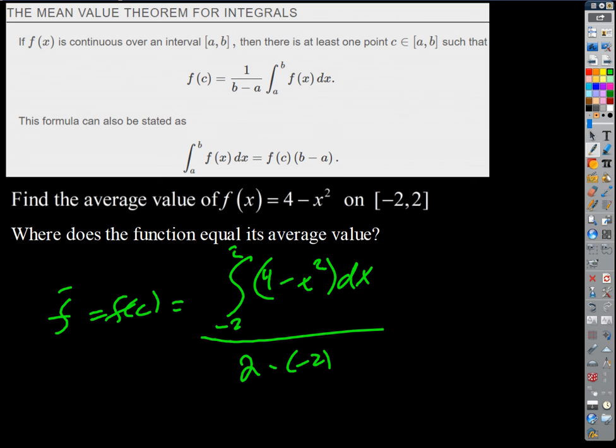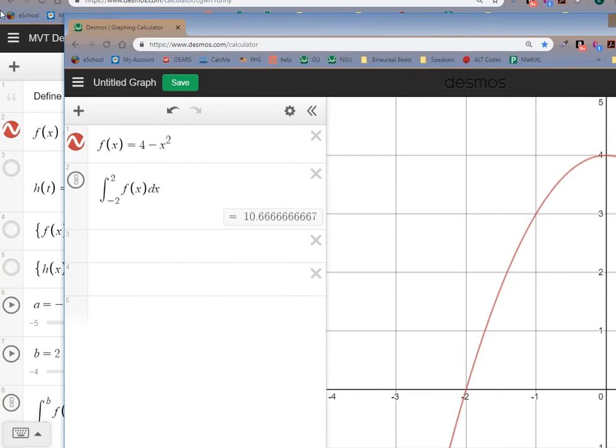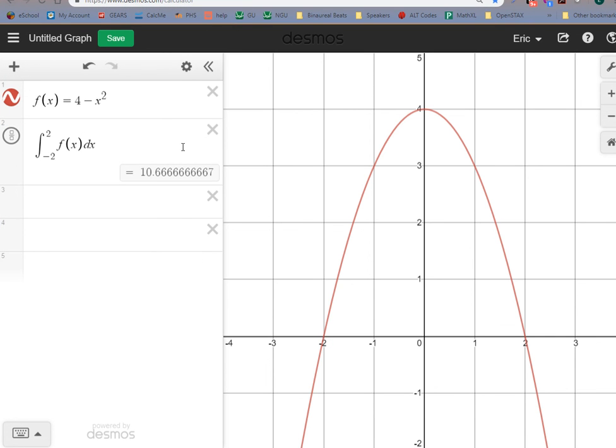Okay, and if we look at that, so there's 4 minus x squared, right? And if we want to add up, I can use Desmos or I can use my graphing calculator. Look, I can just say, if I define f of x up here as 4 minus x squared, then the integral of f of x dx from -2 to 2, look what it does. It tells me the answer, right?